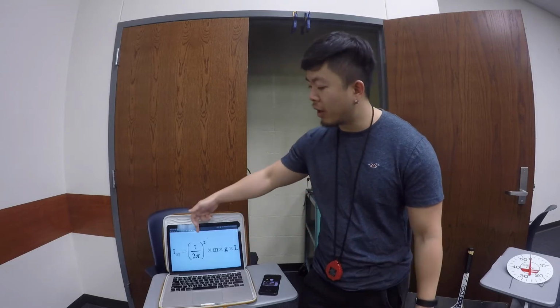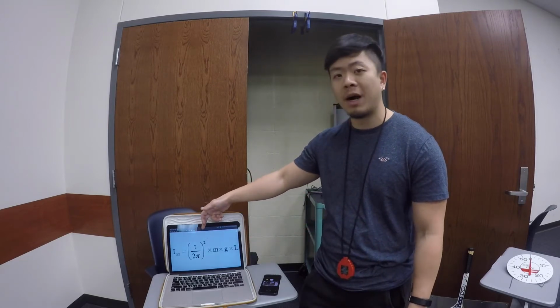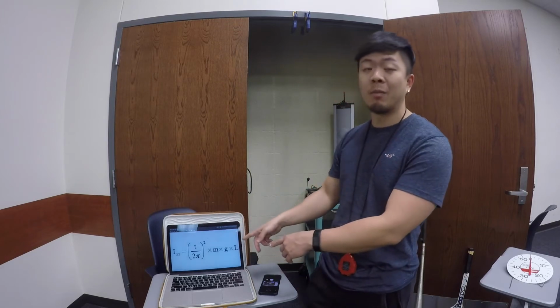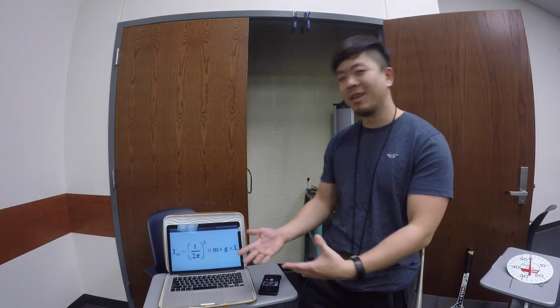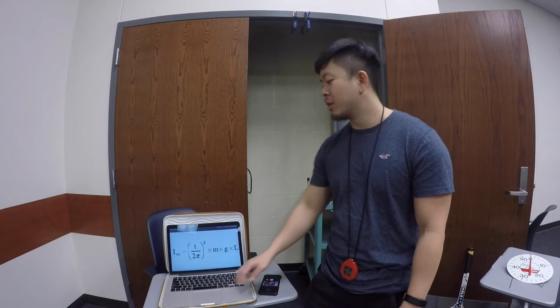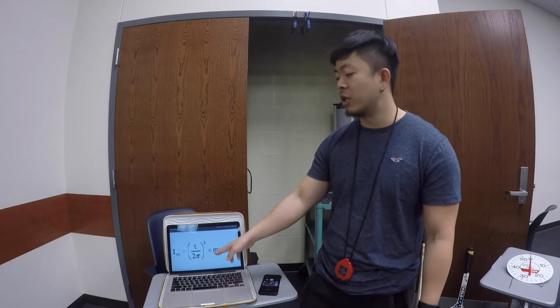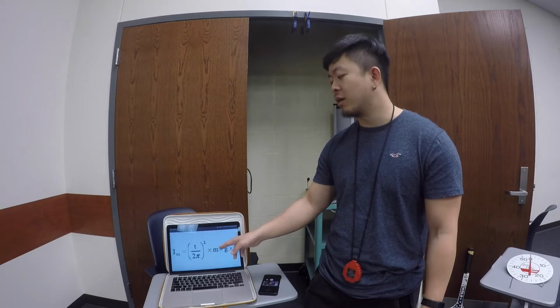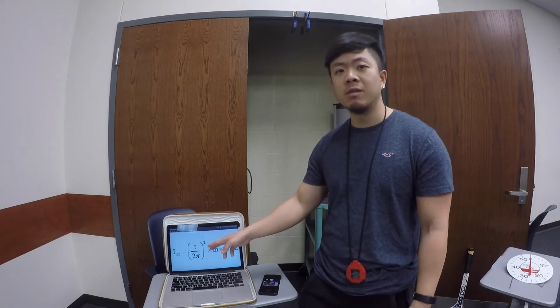So the first part, which is T over 2 pi squared. I hope you guys can see that, but if you cannot, just look it up in your lab manual. So the first part of the equation is T over 2 pi squared. So how do we find T?